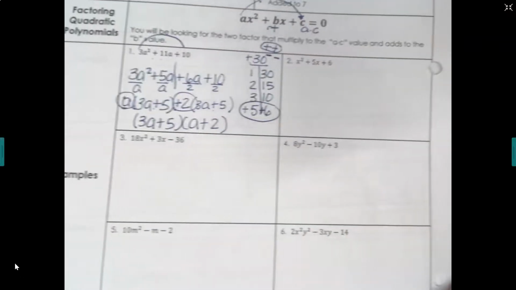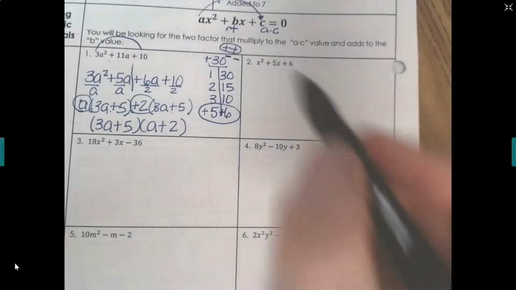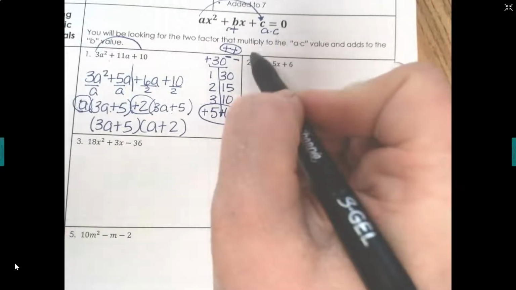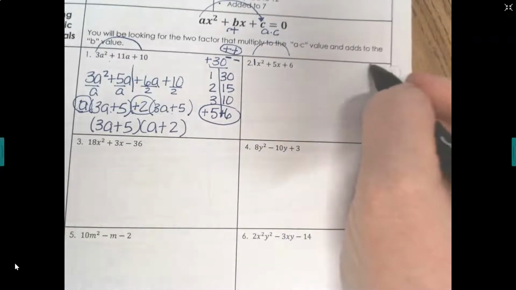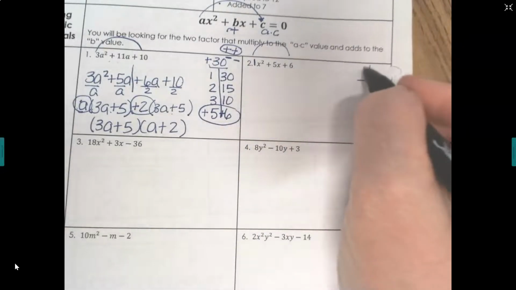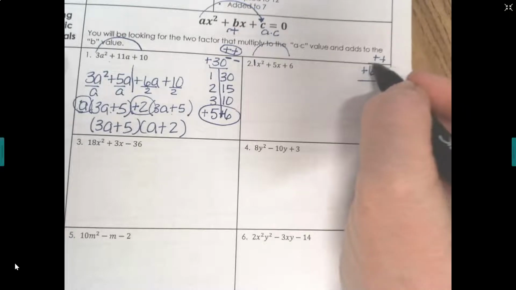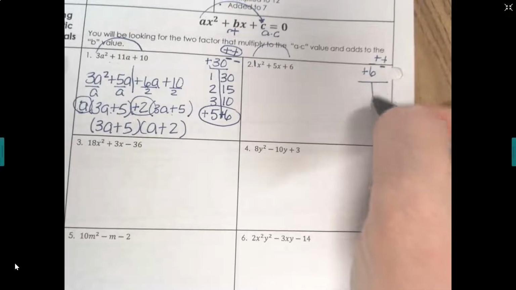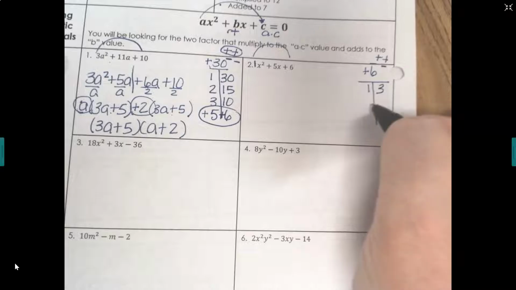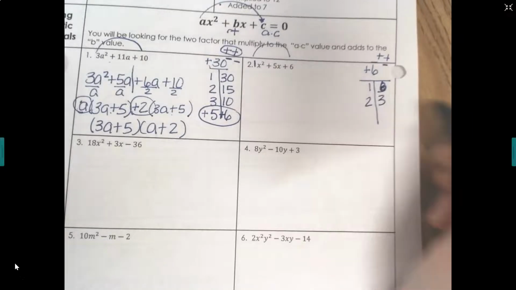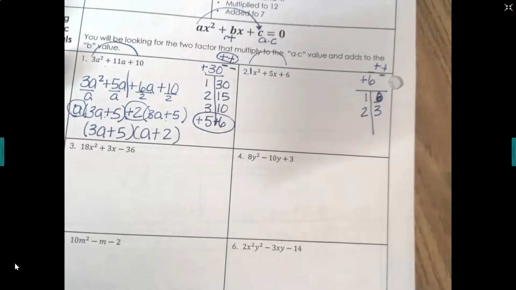Okay, let's try it again with number 2. A, you see how there's not a number there? That's because it's really 1. So we have A times C. So factors of a positive 6, which means we either put positive, positive, or negative, negative. So we have 1 and 6, or 2 and 3. Those are our only choices to get to 6.